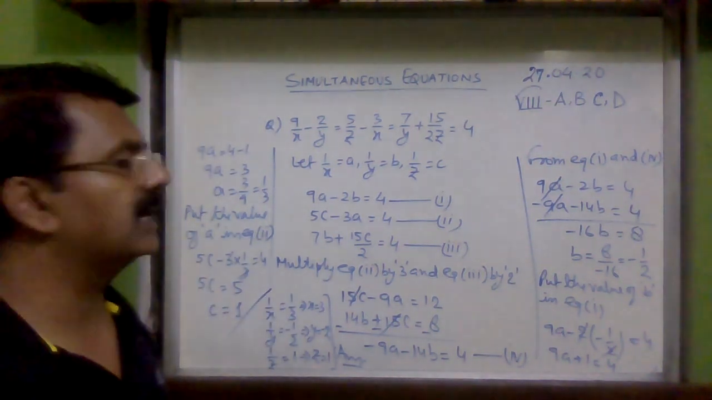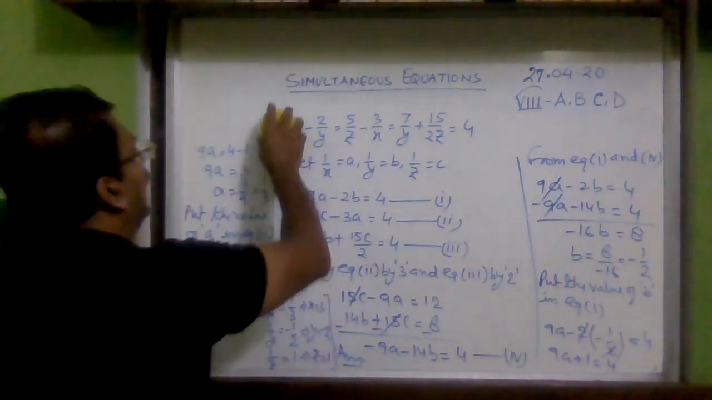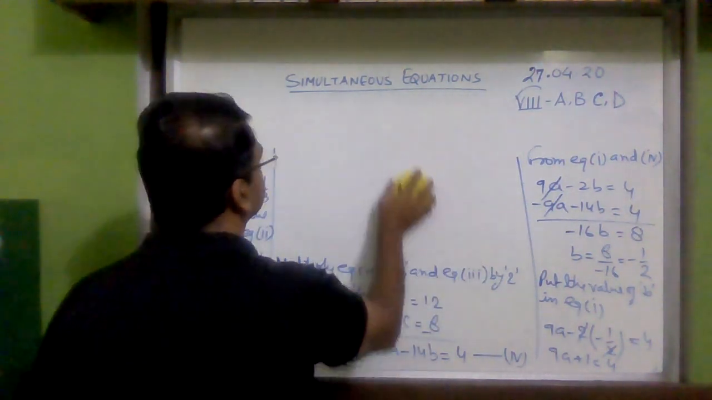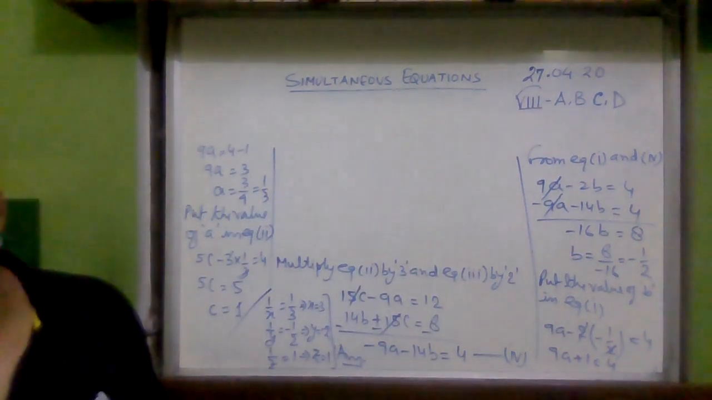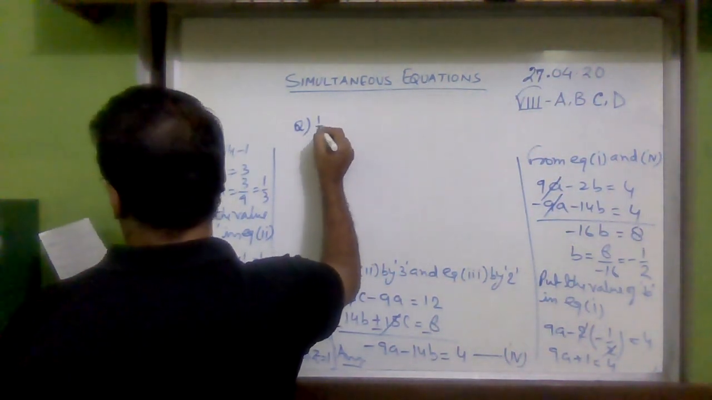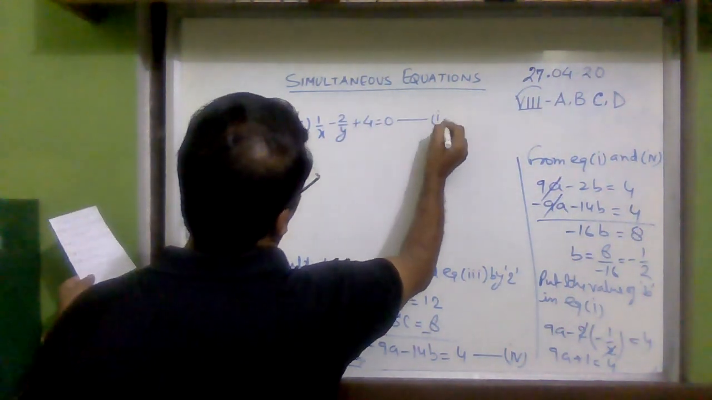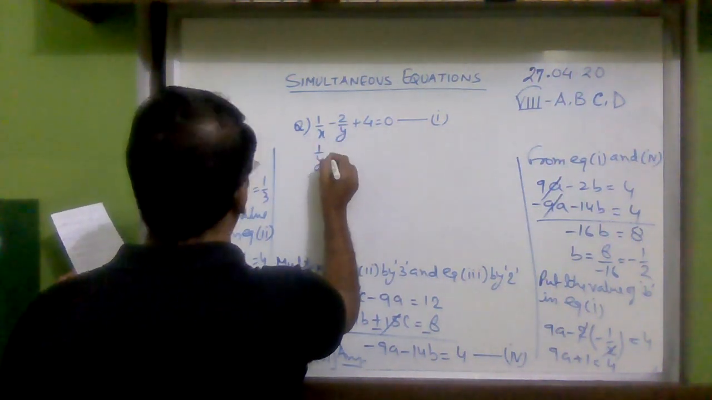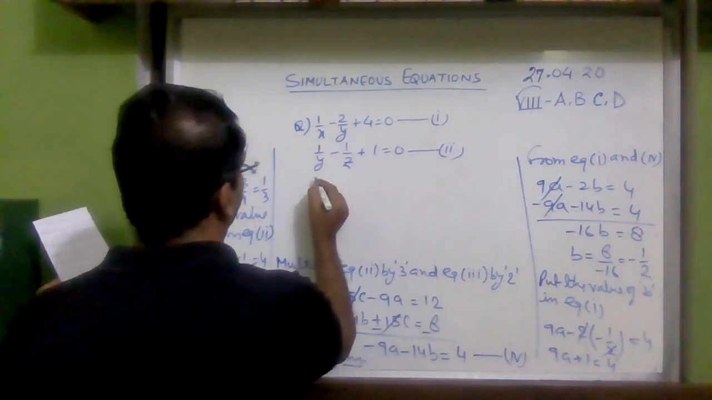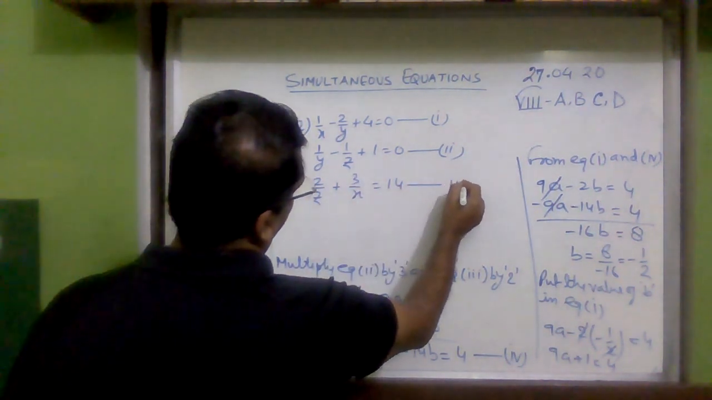Okay, now we will do the last question of this topic, or today's lecture. The last question is: 1 upon x minus 2 upon y plus 4 is equal to 0. That is equation number 1. 1 upon y minus 1 upon z plus 1 is equal to 0. Equation number 2. And 2 by z plus 3 by x is equal to 14. That is equation number 3.